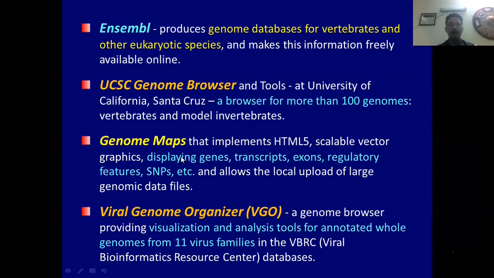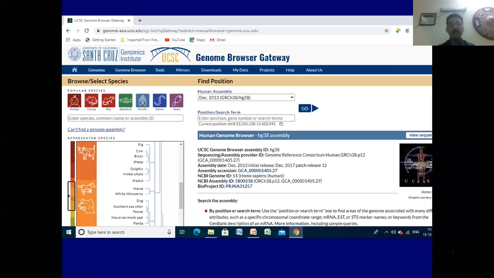Then Genome Maps, Viral Genome Organizer. These are some examples of these genome organizers or genome browsers, which can help you in studying the genomic sequences and interpret your data by using tools which have been hosted by these genome browsers. This is the homepage of the UCSC Genome Browser.